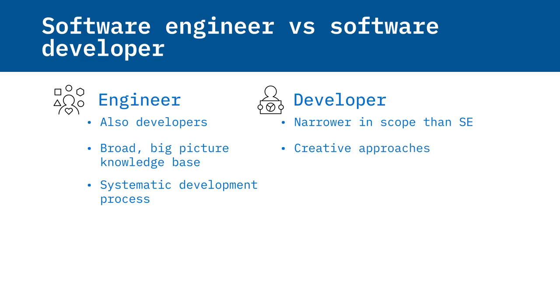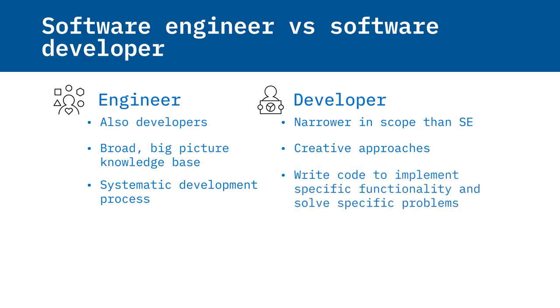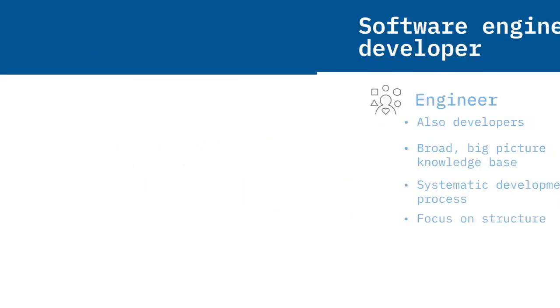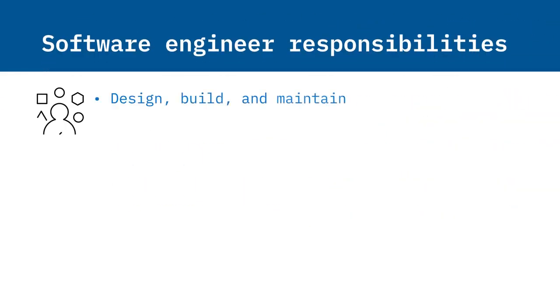And both software engineers and software developers have specialized knowledge, but software engineers use that knowledge to build entire systems, whereas software developers use their knowledge to write code to implement specific functionality within a system. Software engineers are often employed on larger scale projects, and they are focused on the broad structure rather than solving an immediate problem. Software engineers are tasked with designing, building, and maintaining software systems.